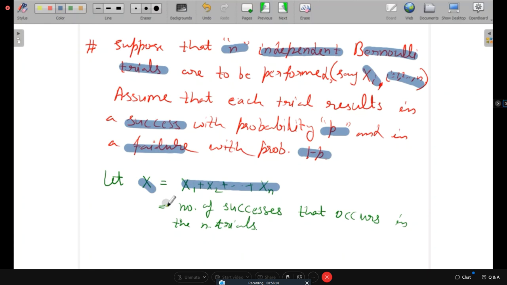So what is this? Physically, it is the number of successes that occur in the n trials. It may be one success, two successes, or no success. In n trials, if you toss a coin n times, it is possible that all n times you will not get heads. It is possible, or all of them may be heads, or i number of times is heads and n minus i number of times is tails. So this X will take the values from 0 to n.